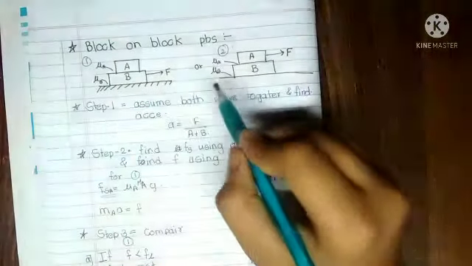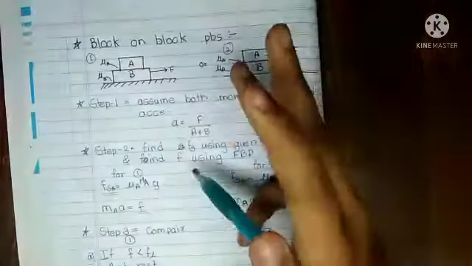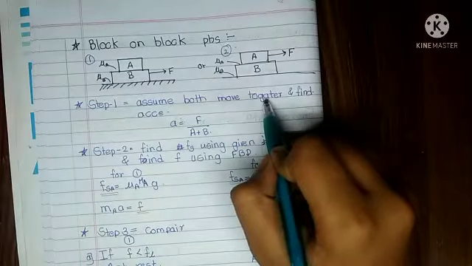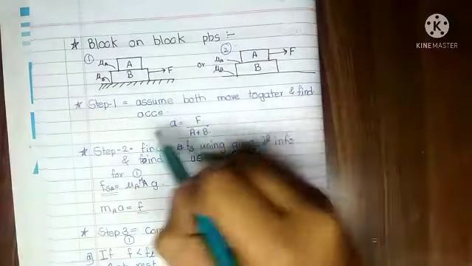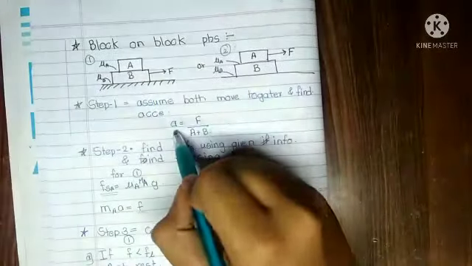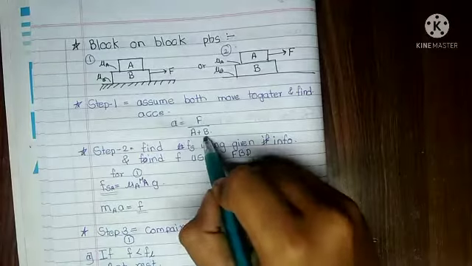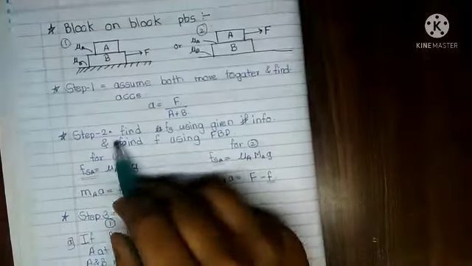To find the acceleration of the blocks, we have 3 steps. Step 1: assume both move together and find their acceleration. To find acceleration, F upon mass of A plus mass of B. This is the formula.